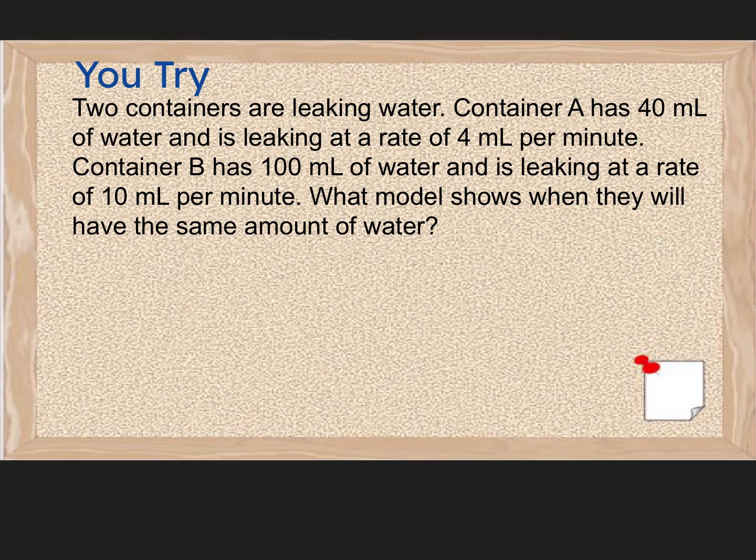All right, so let's take a look at this. It says container A has 40 milliliters of water and is leaking at a rate of 4 milliliters per minute. Container B has 100 milliliters of water and is leaking at a rate of 10 milliliters per minute. So it says what model shows when they will have the same amount of water. So our x in this scenario is going to equal the number of minutes.